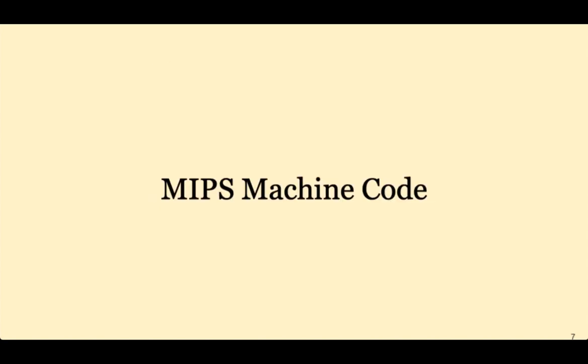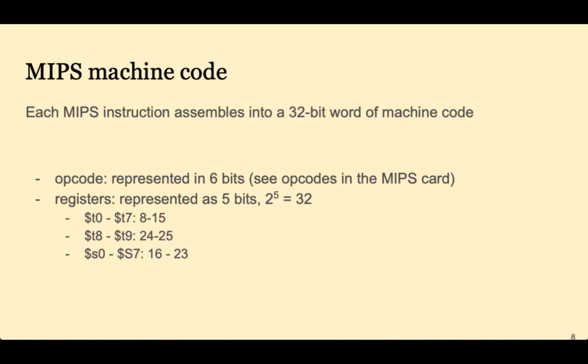Assembly language is very close to machine language. In this next discussion, you'll see that for yourself. Each MIPS instruction assembles into 32 bits of machine code. For all instructions, the first 6 bits represent the opcode. From there, it varies depending on the type of instruction. The good news in MIPS is that there's only 3 types of instructions we need to learn. This simplicity of design leads to fast execution.